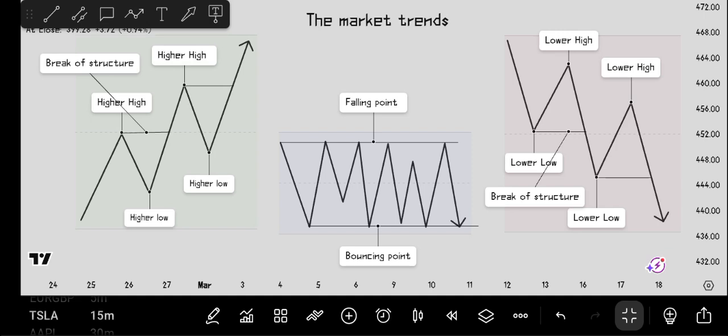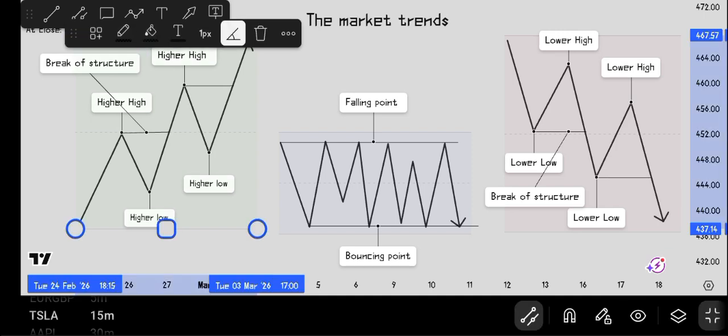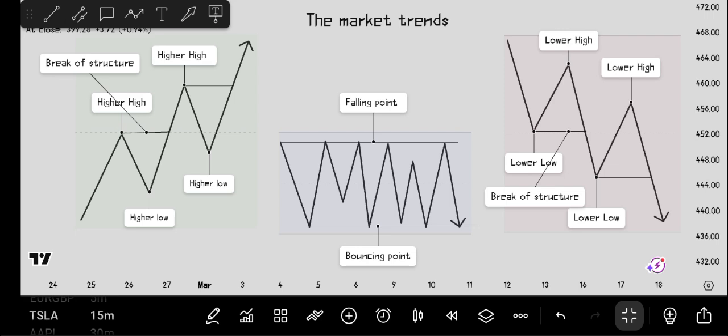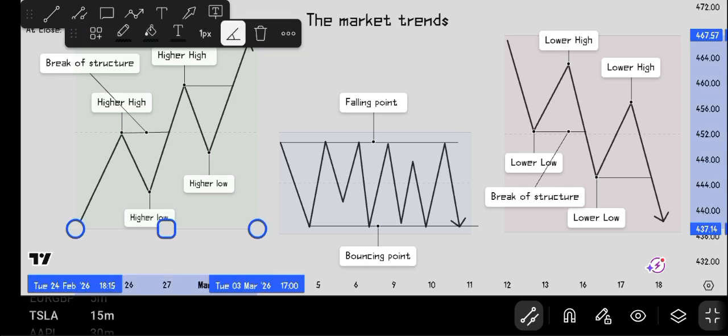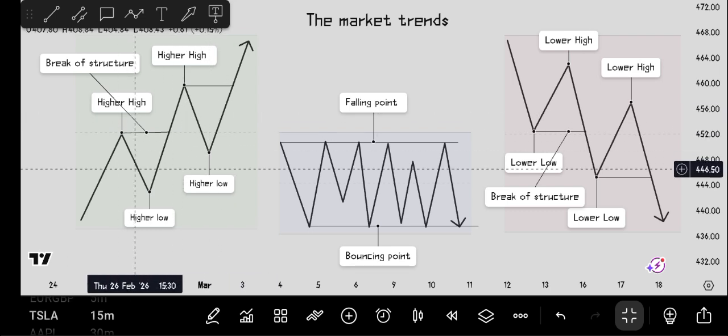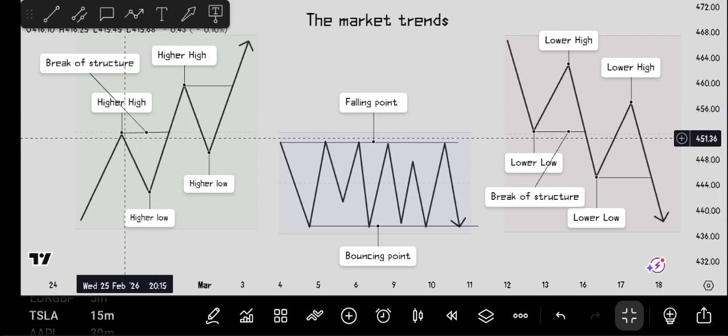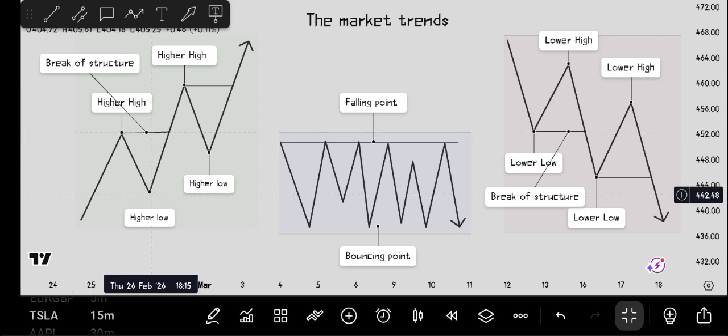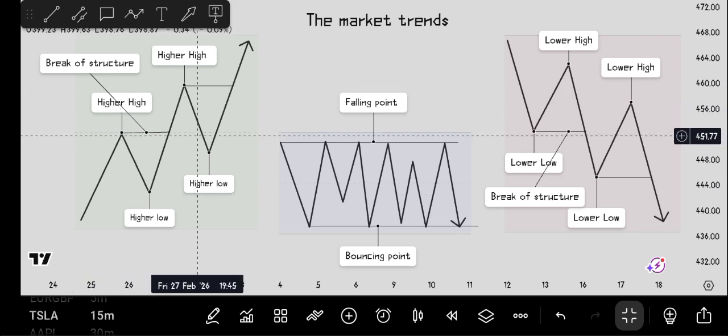As you can see in the first scenario right here, price is going up. This is called the uptrend. Please guys, do well to have your pen and book so you can write something down, because this is very important to know for the basics, especially for beginners. What we are seeing here is the uptrend, when price keeps making higher highs and higher lows.